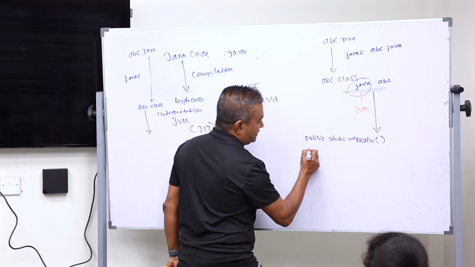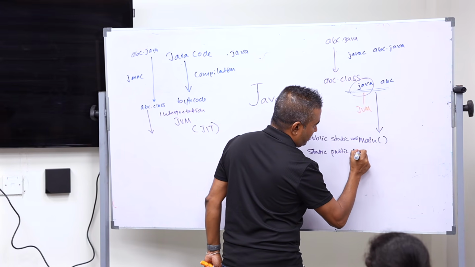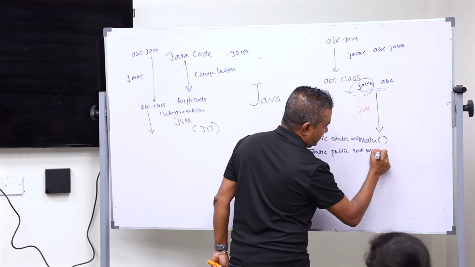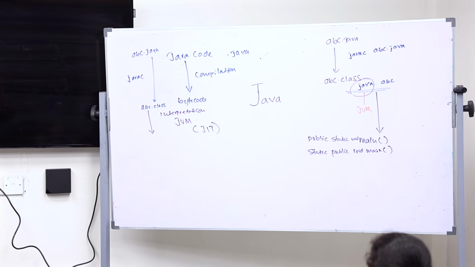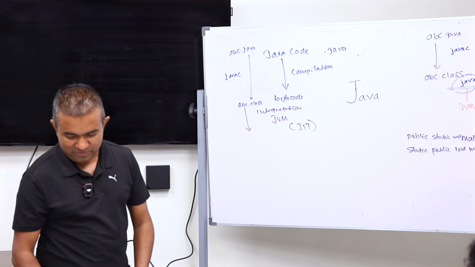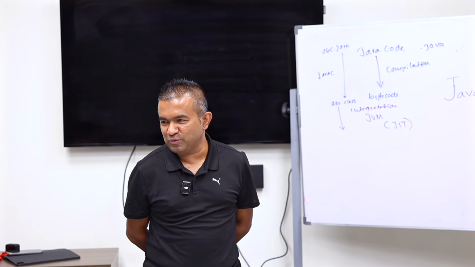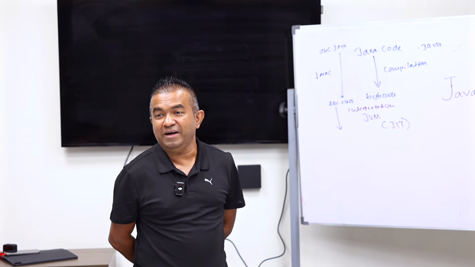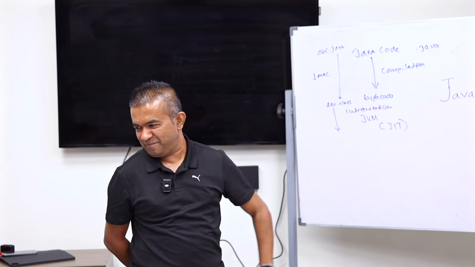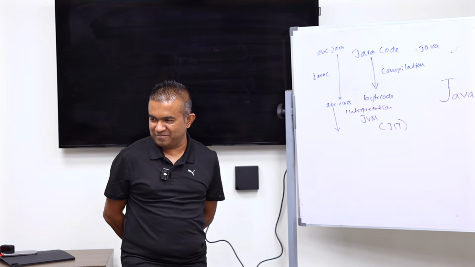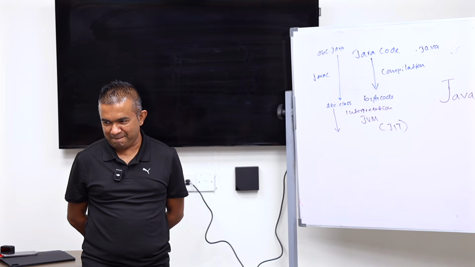What if we write it like this: static public void main? Will it work or will it not work? I am asking people who learned Java in universities. Will it work or will it not work? Who says it works? It will work. Why? Placement doesn't matter. Which placement doesn't matter? The order of the keywords.